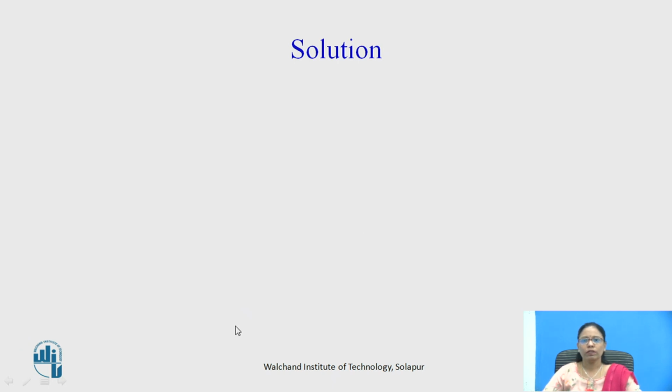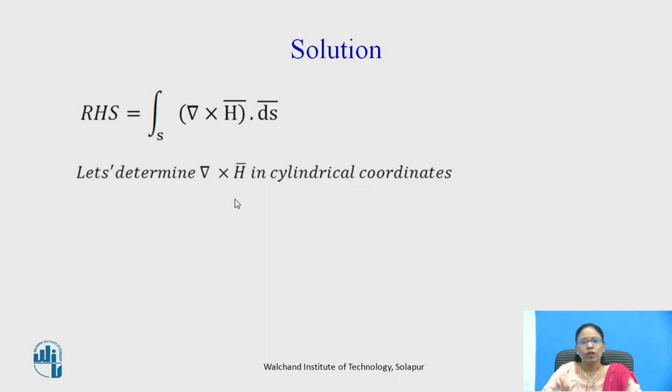So let us look at the solution part. I am considering the RHS, which is the surface integral of curl of h bar dot ds bar. As there is a curl term, I need to first determine curl h bar in cylindrical coordinates.